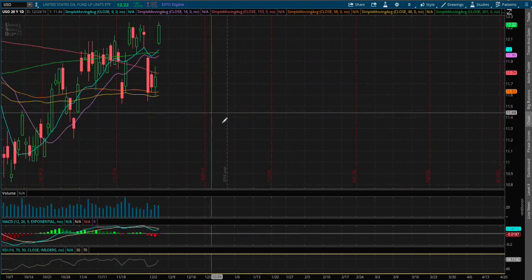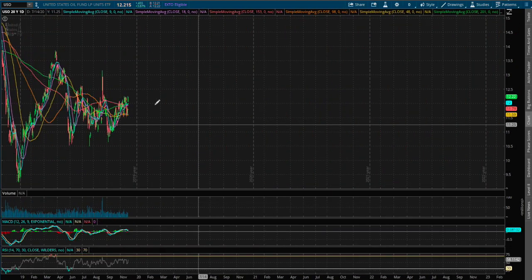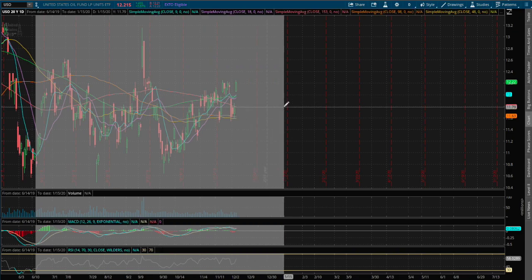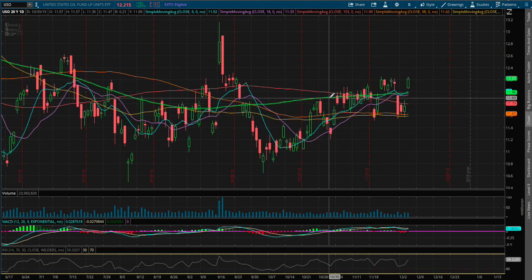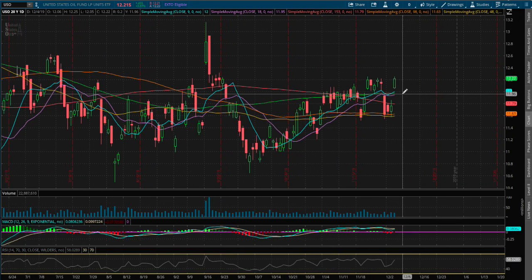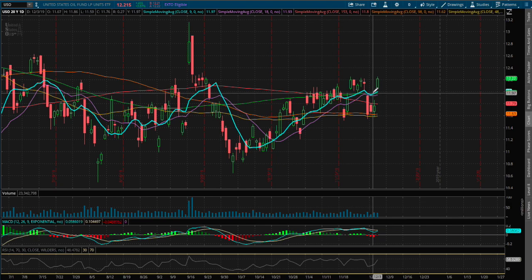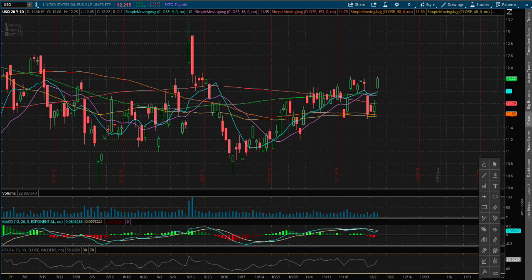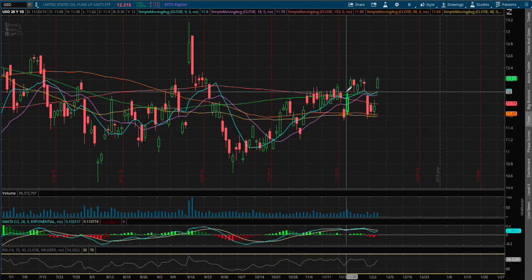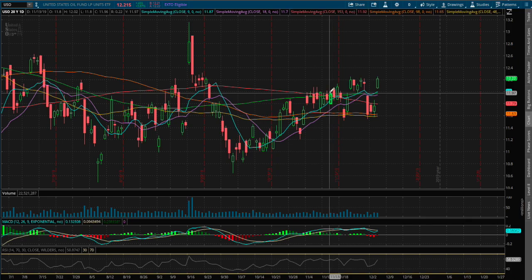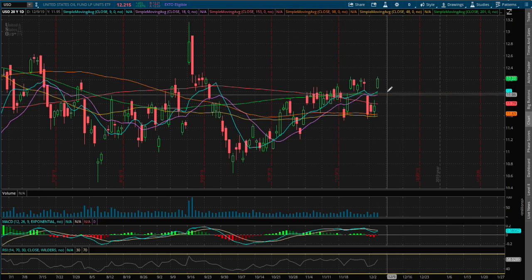So as for support, I do see support possibly around the 200-day moving average, and that also coincides with the 9-day moving average, which is around the price of $11.97. So I'll mark that as our immediate support if we do make a reversal and head down lower.